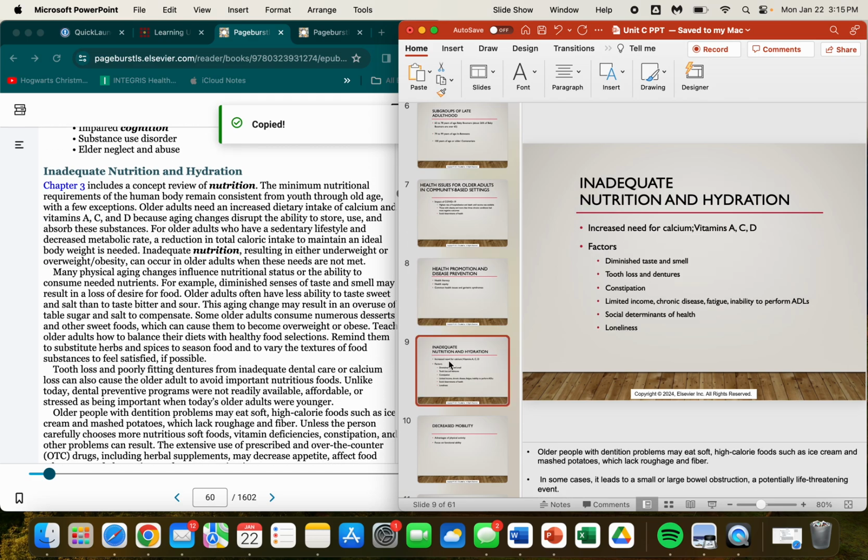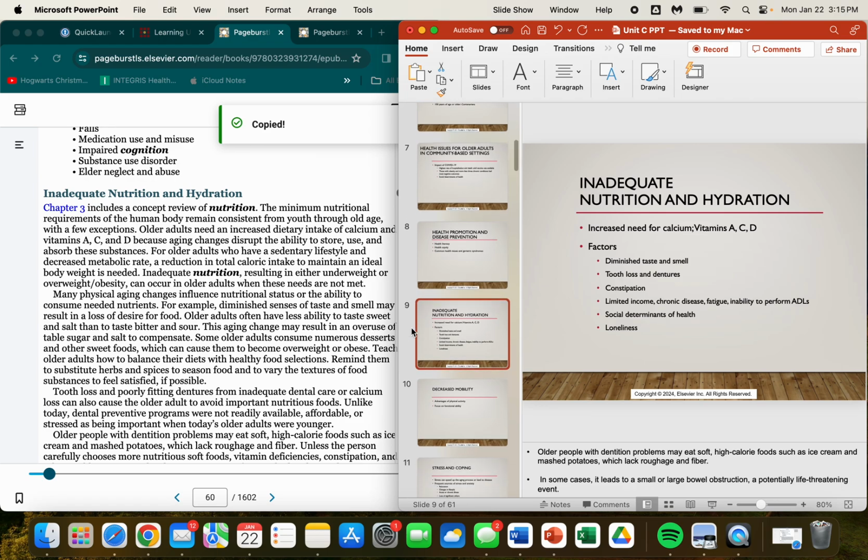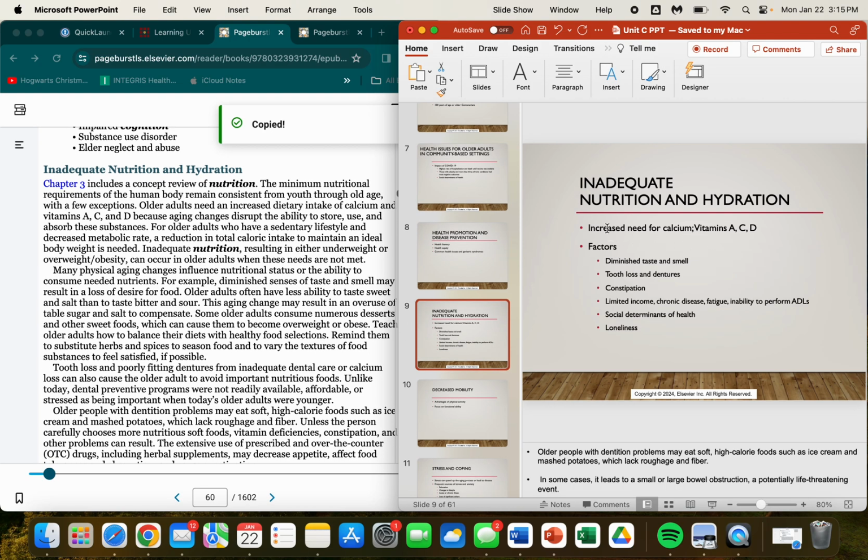The first thing we talk about when we talk about those things that affect elders is inadequate nutrition and hydration. We talked about this last semester, but just to expound on that, obviously elders have an increased need for calcium, vitamins A, C, and D. They have all of these factors that we've talked about before: diminished taste and smell, tooth loss, dentures, constipation, limited income, chronic disease, multiple diseases, inability to perform ADLs as they could prior, social determinants of health, loneliness.